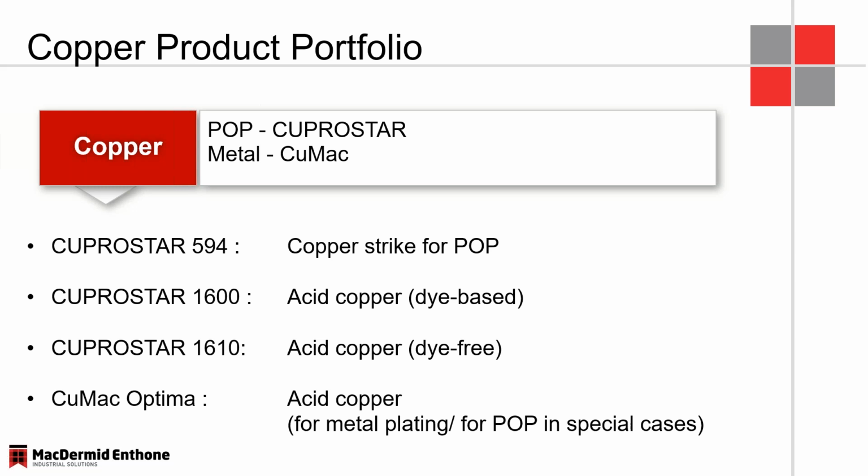Copper strike, which we saw in our layer construction in that cross-section representation. We have that copper strike after the electroless layer for plating on plastics, then followed by one of our acid coppers, whether it's the 1600 or the 1610 from the CUPROSTAR family, and we'll talk about those in a lot of detail today, dye-based and dye-free systems that are offered. And then the QMAC Optima process, which is typically, again, used for metal plating, but can also be utilized for plastic in some special cases.